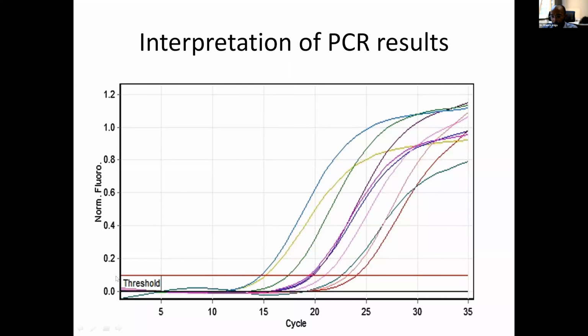You will appreciate that there is a bold line running just above the x-axis, indicated as threshold. And this indicates the threshold of positivity. So what usually happens is that, as I had alluded to, as the cycles progress, if there is a DNA of interest, that initial amount will be amplified in a geometric progression. And this will allow for exponential amplification. And this usually generates these sigmoid-shaped curves.